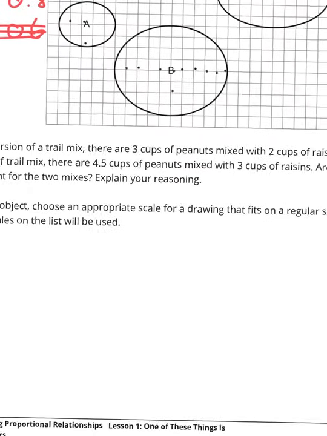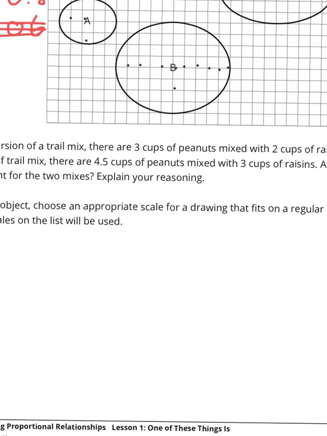Question 2, in one version of trail mix, there are 3 cups of peanuts with 2 cups of raisins. So again, 3 cups of peanuts, 2 cups of raisins. Who likes raisins? Yuck. In another version, there are 4.5 cups of peanuts and 3 cups of raisins. Are the ratios equivalent? Well, again, we need to look through multiplication, right? We can't say we have 1 more cup of peanuts than raisins and 1.5 more cups of peanuts than raisins in the second one. We need to check through multiplication or division.